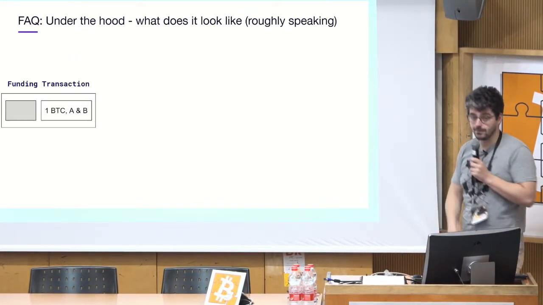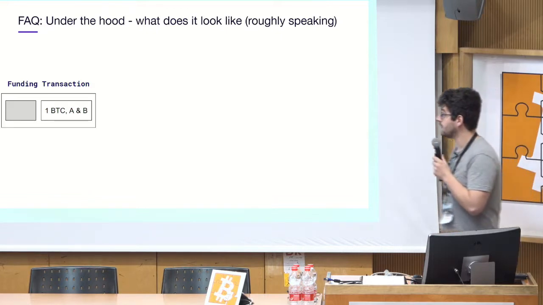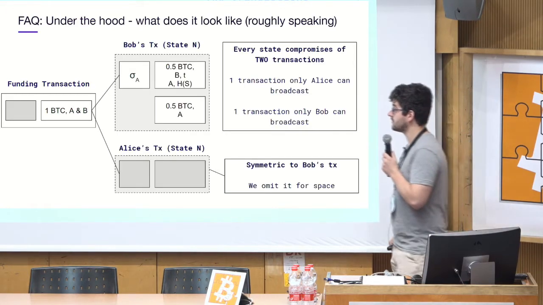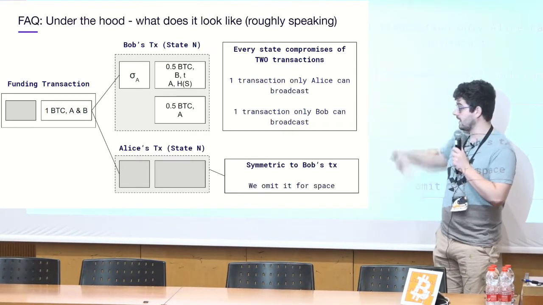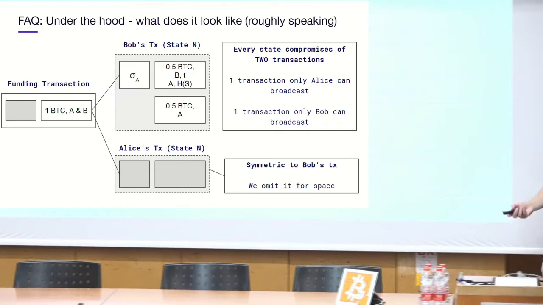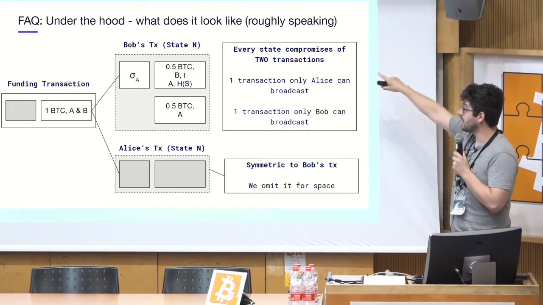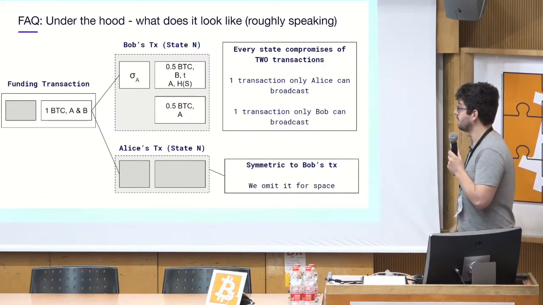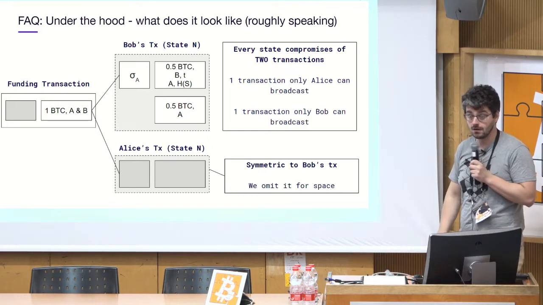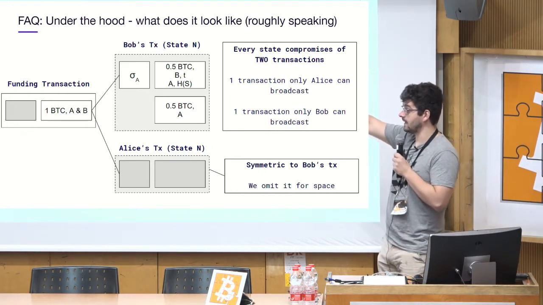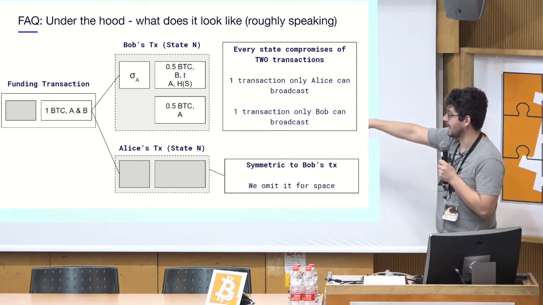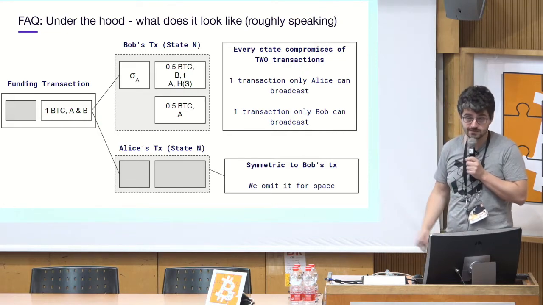Now let's dive a little bit deeper under the hood and look at the transactions themselves. We have this funding transaction on the network that sets up the channel, and we have two transactions, one only Bob can broadcast and one that only Alice can broadcast. This is omitted for now because it's basically symmetric. Let's look at the outputs. There's one output that represents Bob's balance, and it says, Bob, you can claim your 0.5 bitcoins after time t. Otherwise, Alice could claim the coins if she reveals the preimage of a hash, the revocation hash. And of course, the second output is Alice's balance, and she can always get her coins immediately.